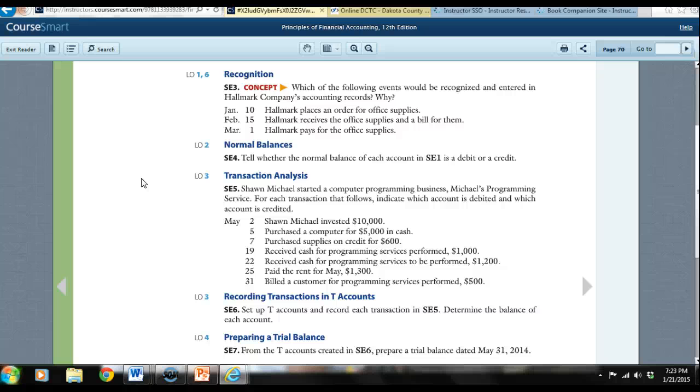When did this happen? Recognition. When did this happen? May 2nd. How much? $10,000. What accounts? Classification. Cash is one side of it. Cash increased, didn't it? So cash got debited. So if we debit one side, what do we have to do on the other side? We need to credit something.